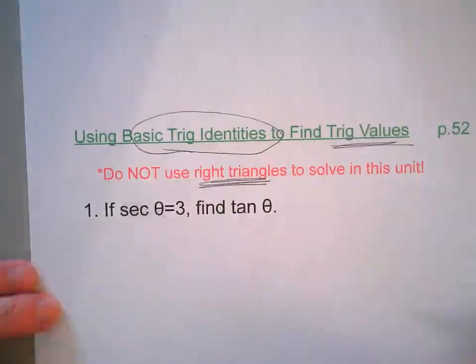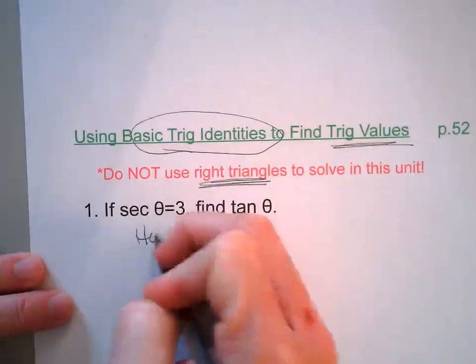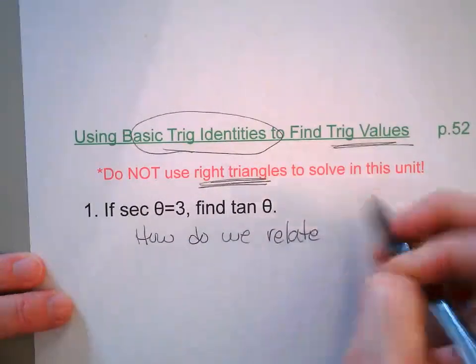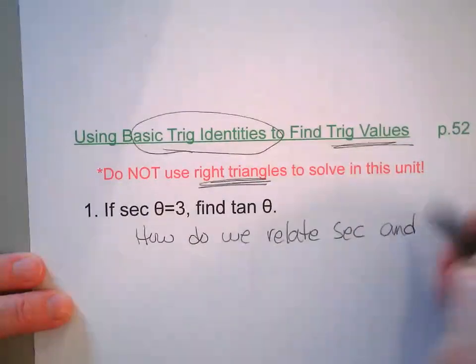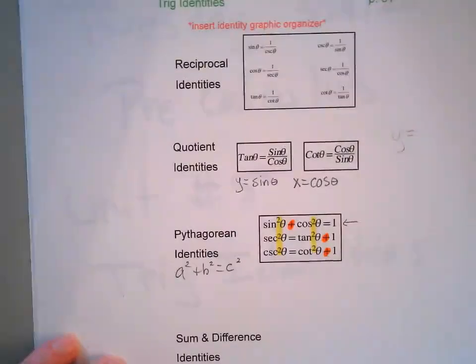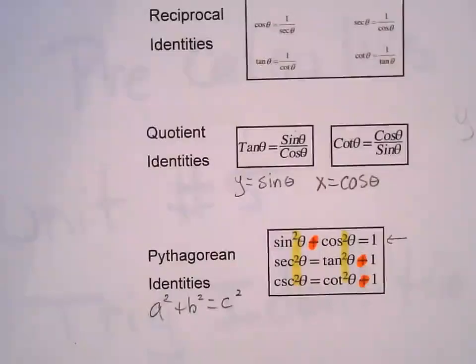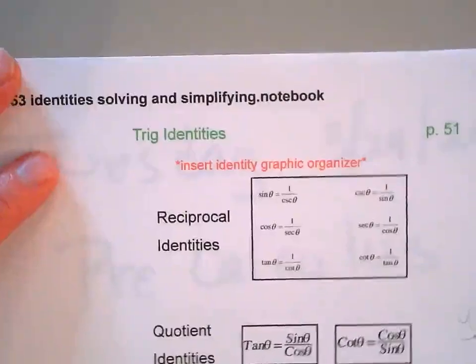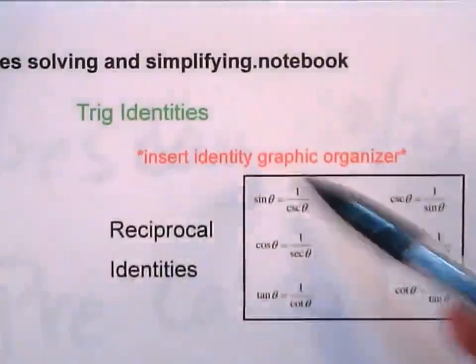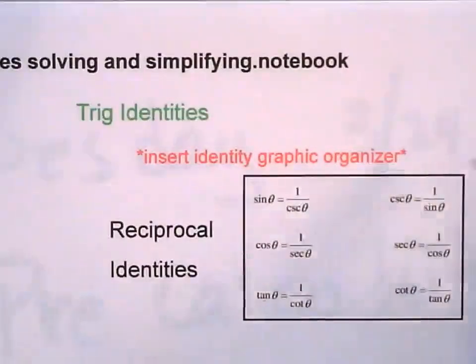All right. So, question is, how do we relate secant and tangent? What identity has secant and tangent in it? Okay, so once again, bring these back into play. When you look at your reciprocal identities, start off at the top with the reciprocal identities, right up here. Zoom in on that for you. Do any of these have secant and tangent together on the same equation?